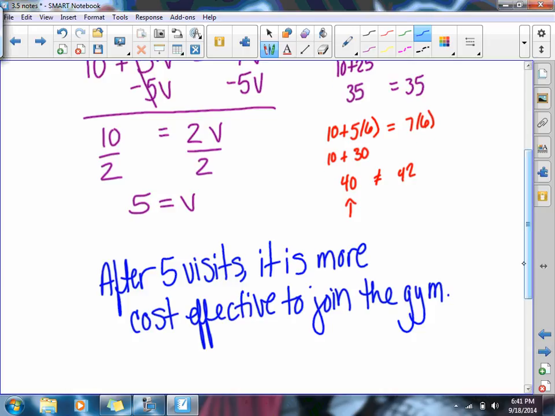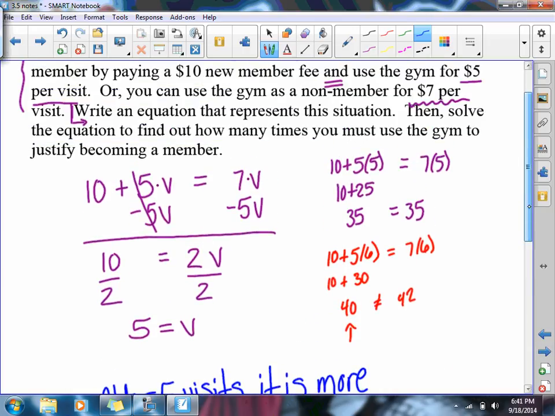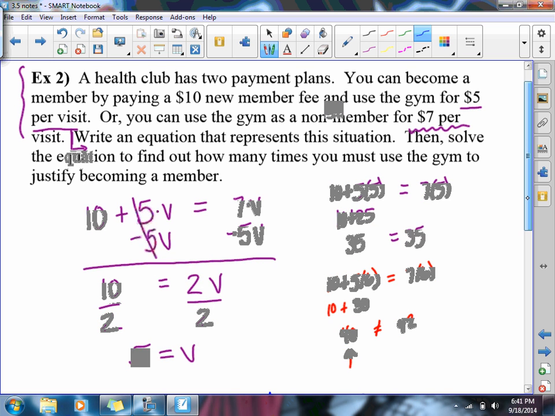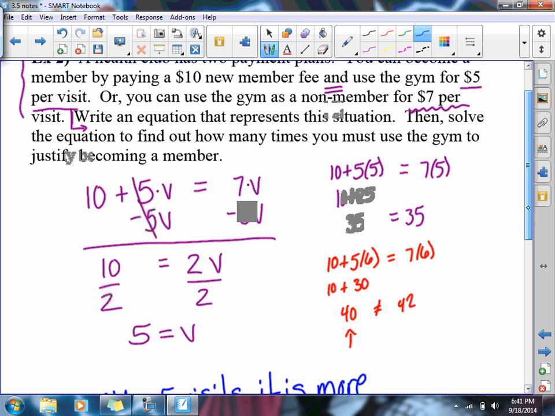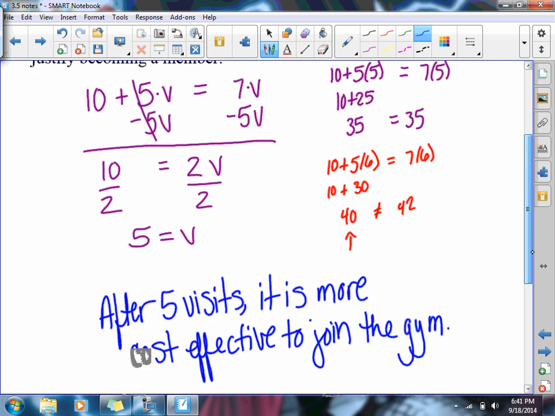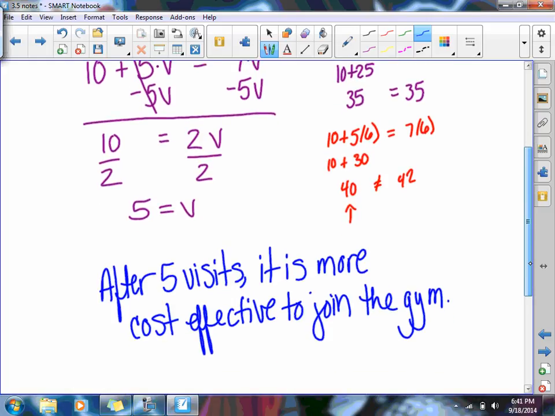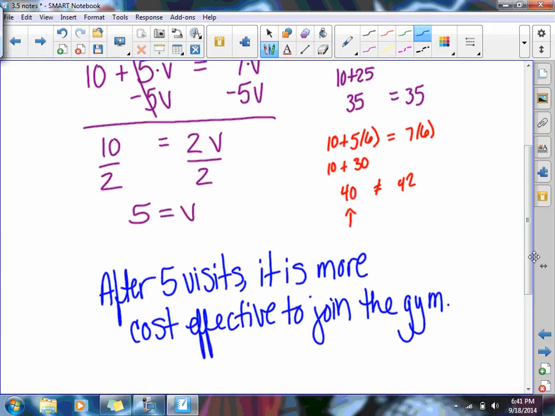Okay, so again, remember when we're taking a look at these word problems, we're really practicing reading them and writing the equation and then solving the equation using the steps we practiced earlier and then interpreting the meaning, what that answer really is.